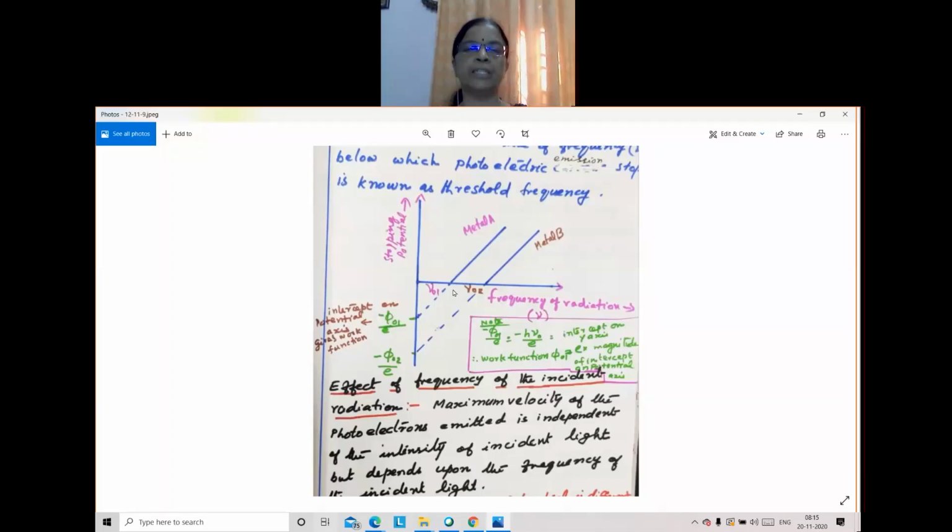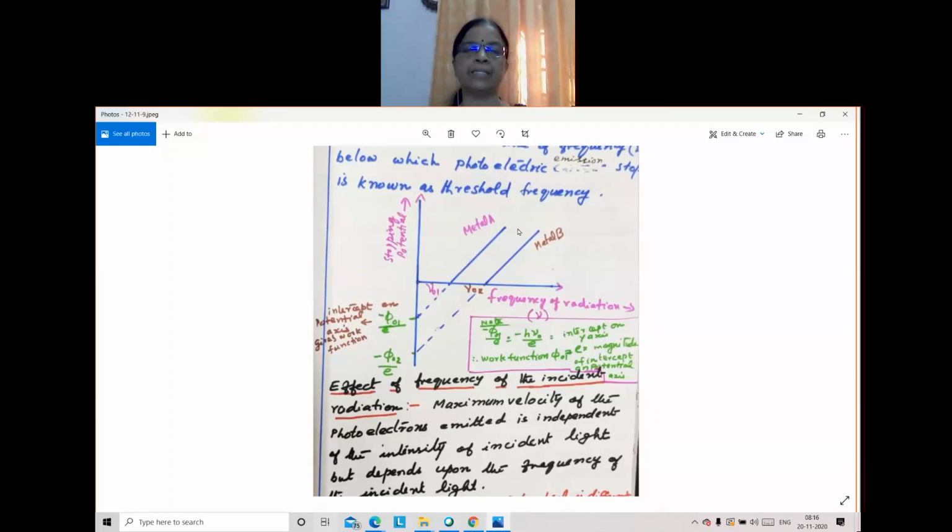So below the threshold frequency, no emission of electrons, stopping potential is 0. Above the threshold frequency, what happened? Linear variation. As frequency increases, stopping potential also increases, because when frequency increases, kinetic energy increases. So more stopping potential is needed. This is reverse potential actually. Greater linear variation we can see.